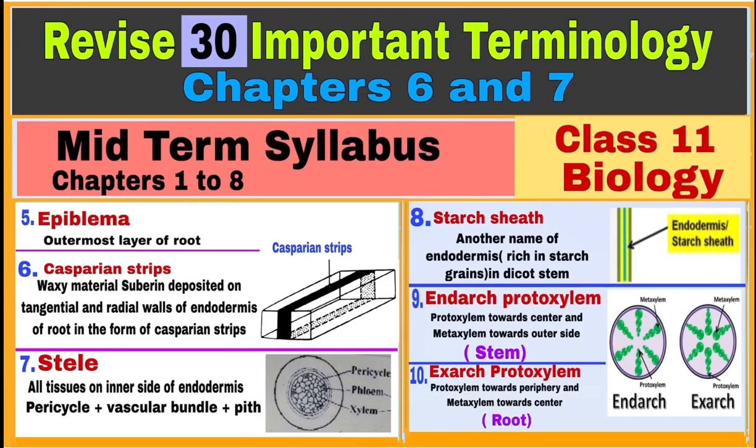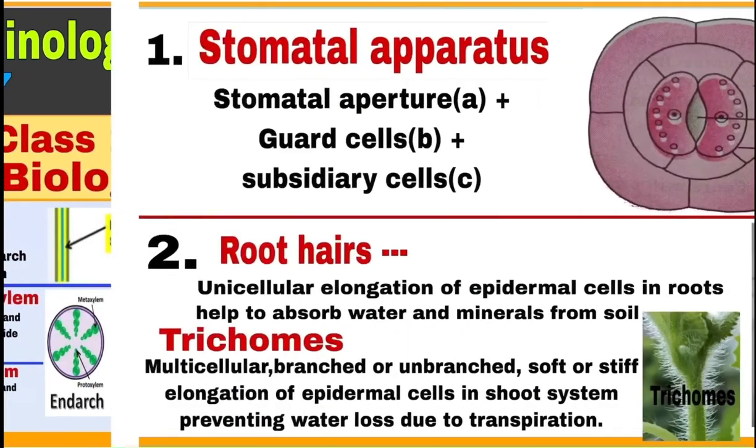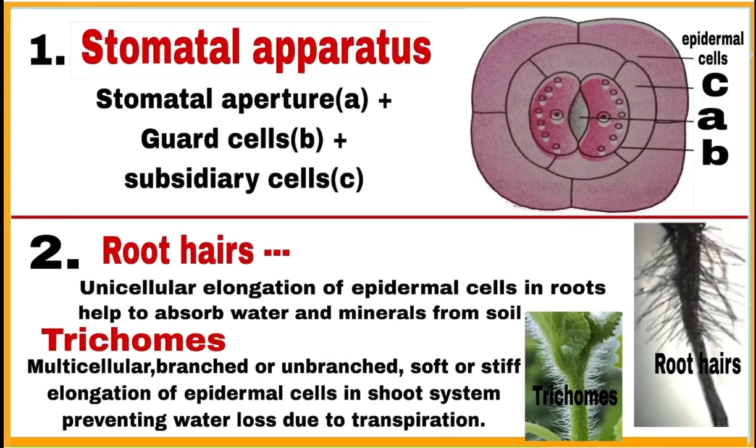Hello students, revise 30 important terminology from chapters 6 and 7 of class 11th biology from NCERT book. First, stomatal apparatus. Stomatal aperture, guard cells and surrounding subsidiary cells are together called as stomatal apparatus.